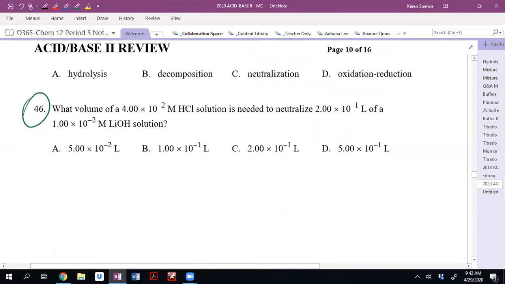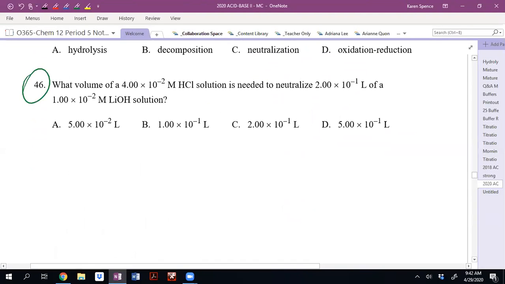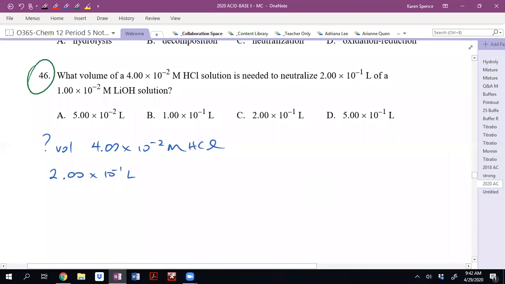46. Okay. What volume of 4.00 times 10 to the minus 2 molar HCl is needed to neutralize 2.00 times 10 to the negative 1 liter of 1.00 times 10 to the minus 2 molar LiOH? What a weird way to write it.